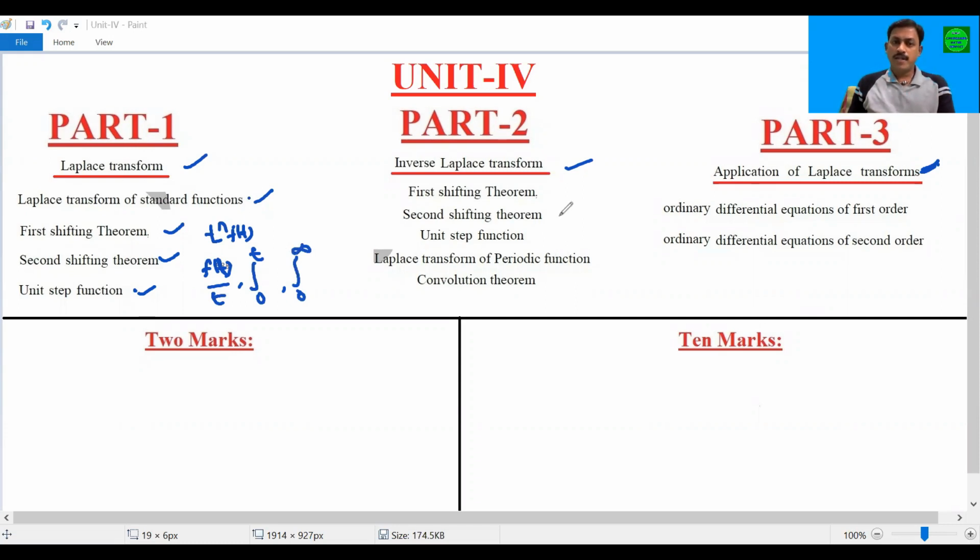In inverse Laplace transform also we'll have the same concepts: first shifting theorem, second shifting theorem, unit step function, periodic function and convolution theorem.